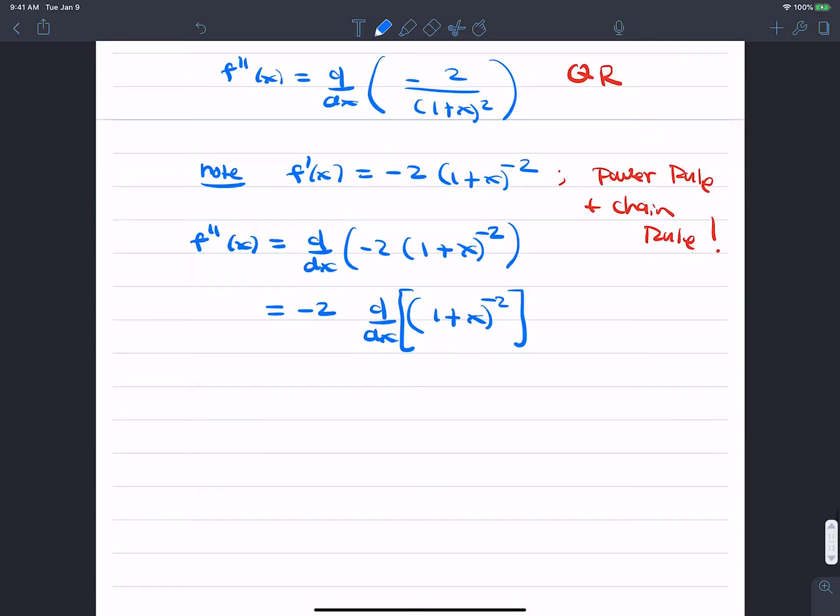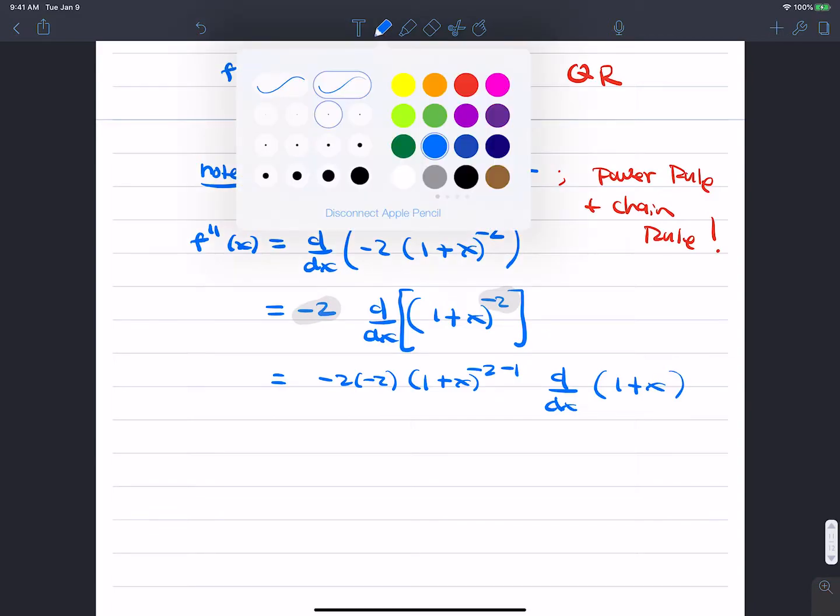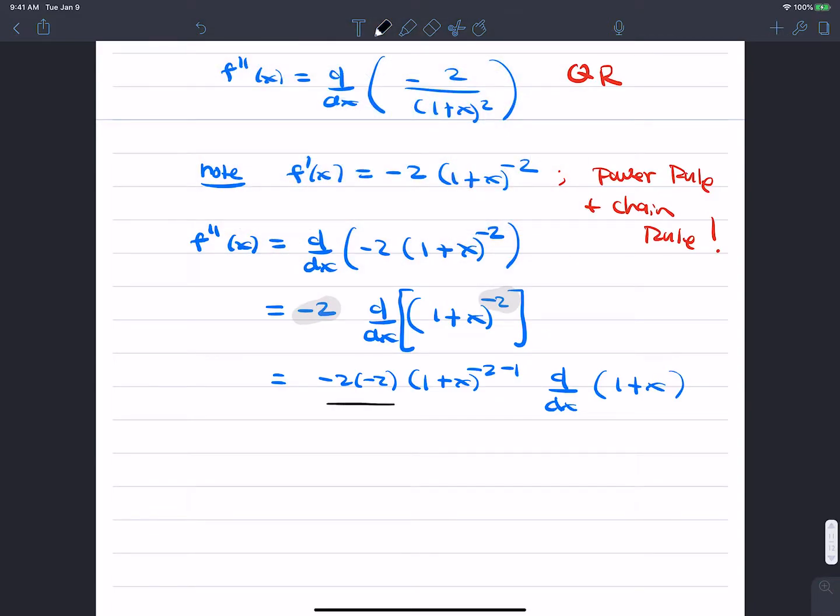Anyway, it's going to be the same thing. So -2 gets multiplied to that -2, I guess. So I'll get -2 times -2, 1 plus x to the -2 minus 1. Is that true? Now this is the power rule portion. I also have to use the what? Chain rule. So far over here, power rule, and now what? Chain rule.